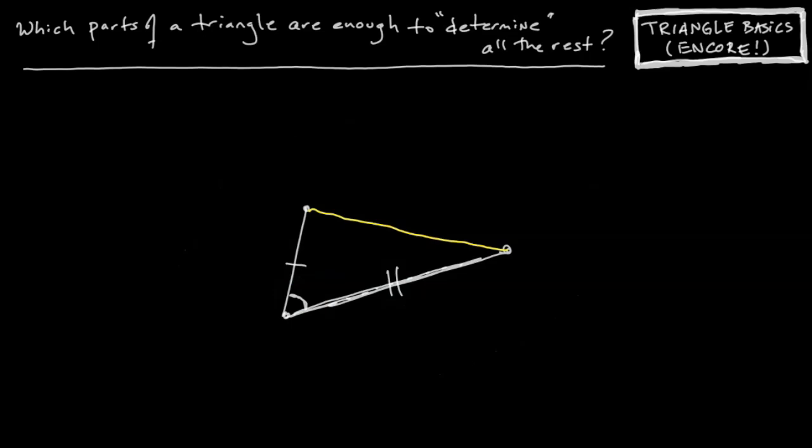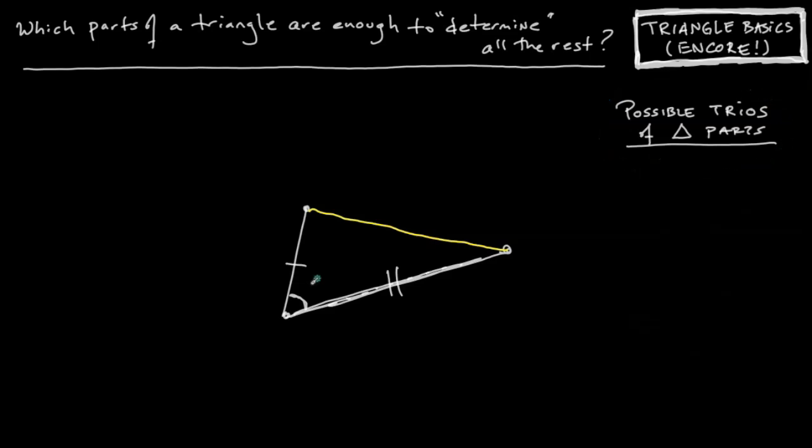And our first project in this video is going to be to run through all the possible trios from among the 6 parts of a triangle and figure out which trios are enough to determine the entire triangle and which ones are not. So let's make a few little lists here. Let's begin with all the possible trios. There's not that many to begin with. Possible trios of triangle parts.